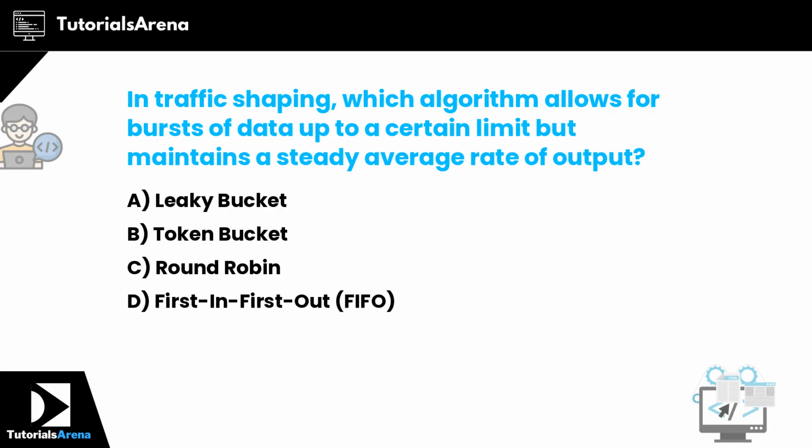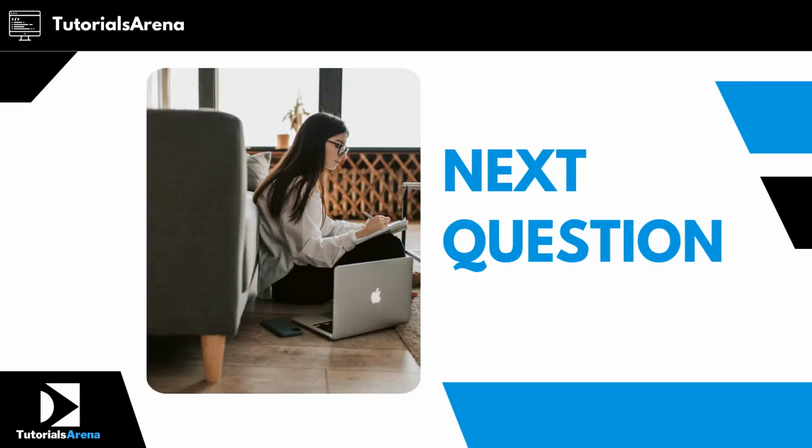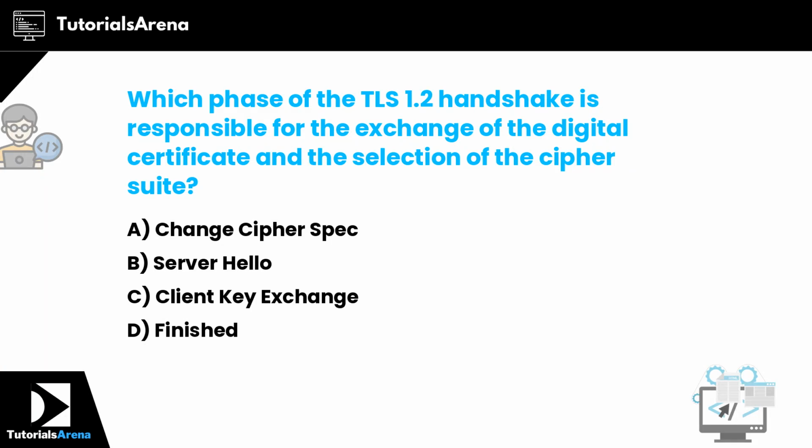In traffic shaping, which algorithm allows for bursts of data up to a certain limit but maintains a steady average rate of output? The correct answer is option B, Token Bucket. Which phase of the TLS 1.2 handshake is responsible for the exchange of the digital certificate and the selection of the cipher suite? The correct answer is option B, Server Hello.